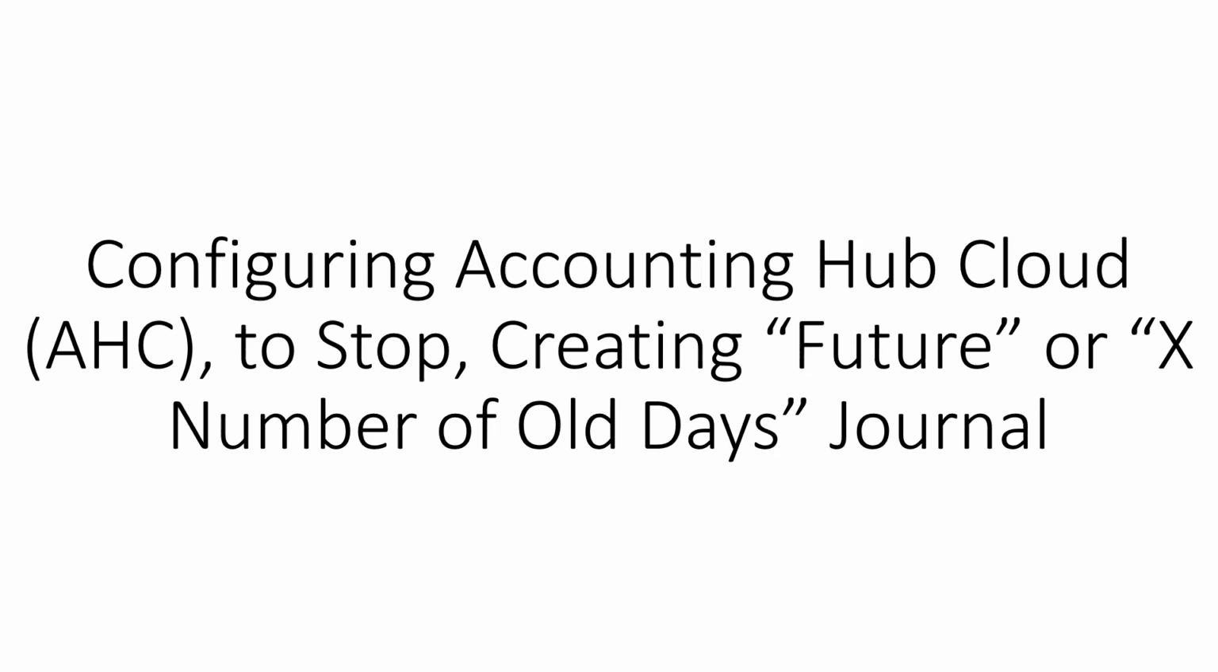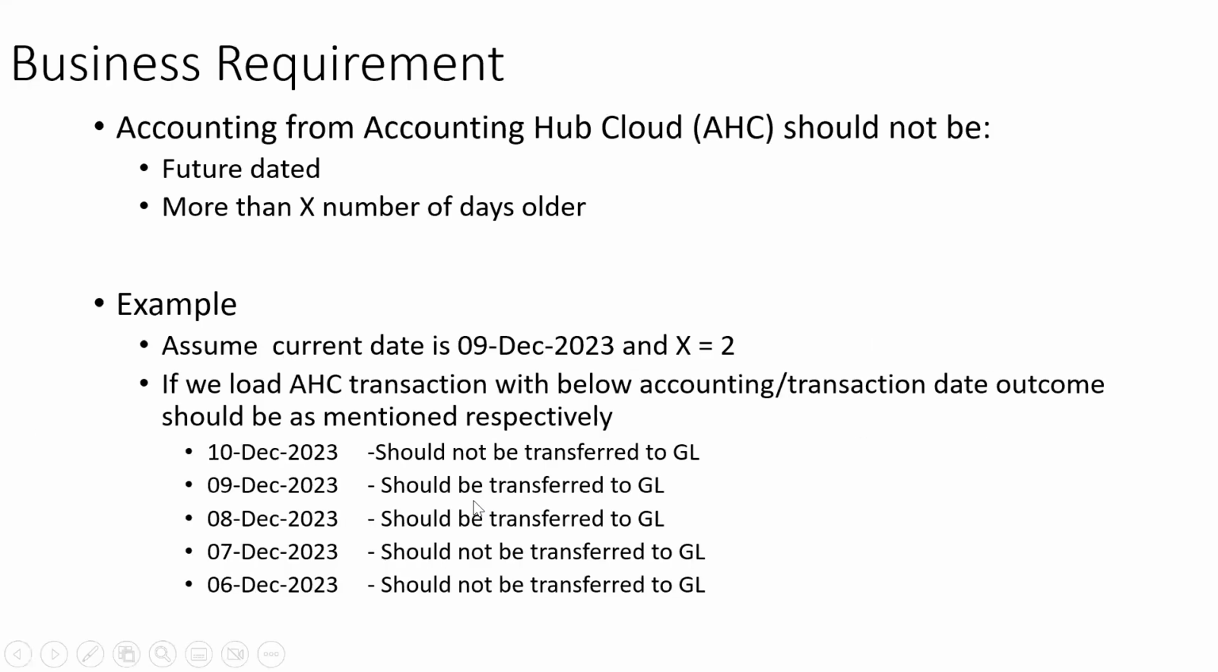With that brief of Accounting Hub Cloud, let us understand the business requirement we are talking about here. The business requirement is as follows. Accounting generated in Accounting Hub Cloud should not be future dated, and it should not be more than X number of days old. In place of X, you can put any number as per the organization policy.